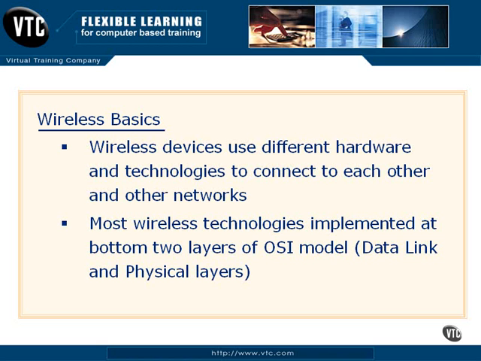Now, if you know anything about basic networking, and you probably need to know a little bit about basic networking before you take this course, most wireless networking technologies are implemented at the bottom two layers of the OSI model. We call those the data link and physical layers. What that does for us is provide an abstraction from the other layers, in that the transmission media and devices and signaling and things like that are at those two bottom layers. The upper layers aren't aware, for the most part, of how those layers function.